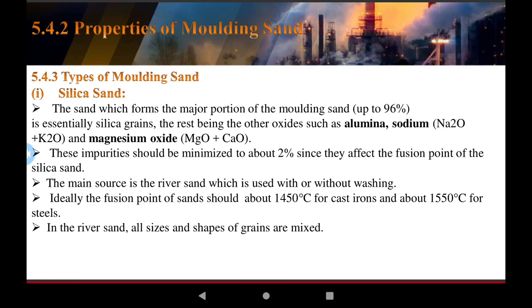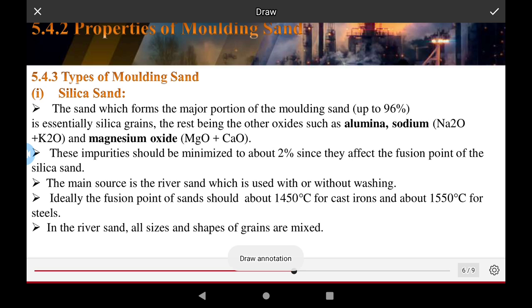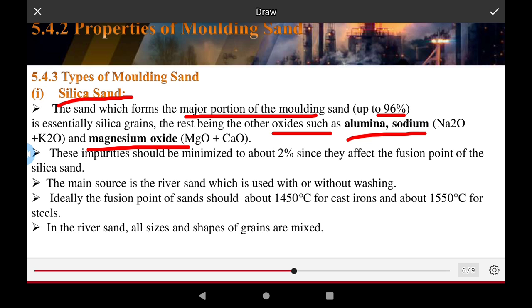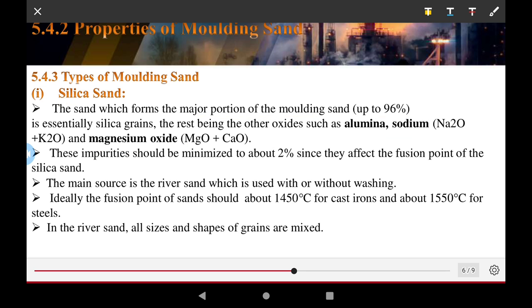Types of molding sand: silica sand. Silica sand contains silica as the major portion, about 96%. It is essential that silica grains are free of oxides such as aluminum oxide, sodium oxide Na2O, potassium oxide K2O, magnesium oxide MgO, and CaCO3. The impurity should be about 0.2 to 2% for the best quality silica sand.